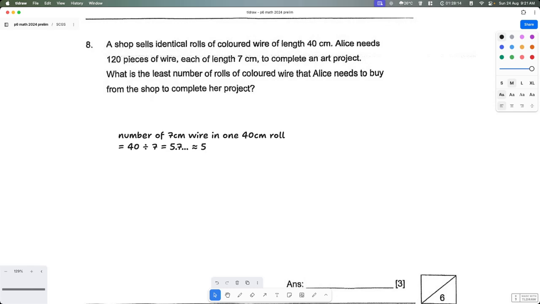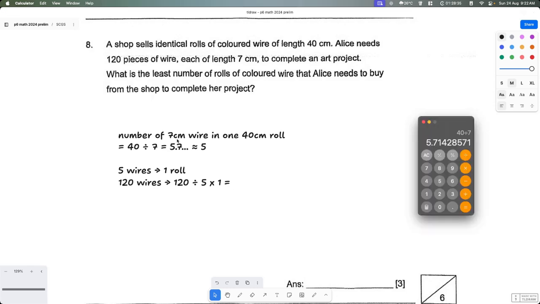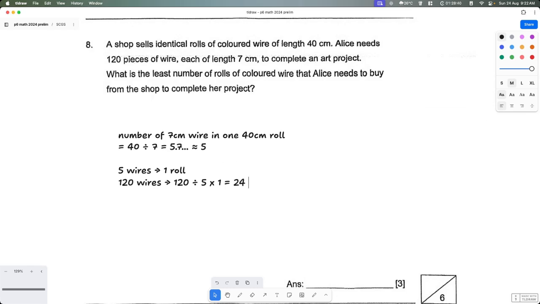So now we know that 5 wires is equal to 1 roll. Then 120 wires will be equal to 120 divided by 5 times 1, which is 24. So 24 rolls. There you go, that's the answer. All right, let's move on to the next question.